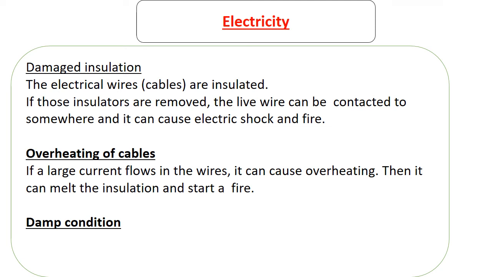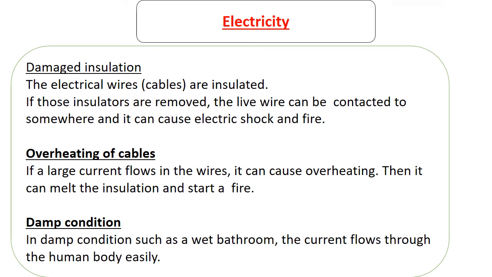Experimentations in the lab have shown that human bodies easily get shocked in damp conditions. Damp conditions are conditions which are watery. For example, after washing your hands, the resistance of your hands becomes low, therefore you can easily get shocked, as current can easily pass through you instead of resisting the flow of that current. So in damp conditions such as a wet bathroom, the current flows through the human body easily.